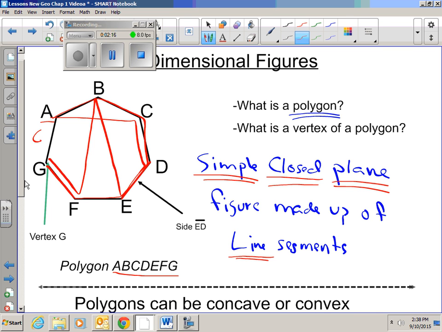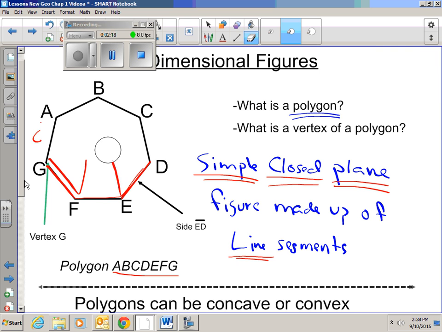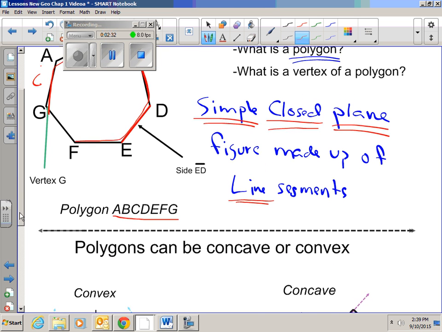However, I could start anywhere. I could name this exact same polygon FEDCBAG. So you just start at any point and go around in either direction.